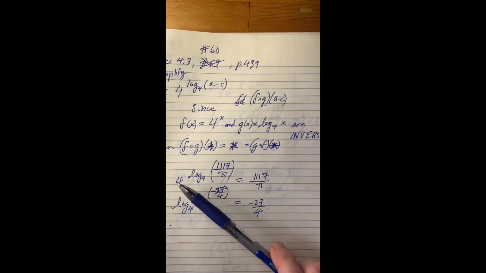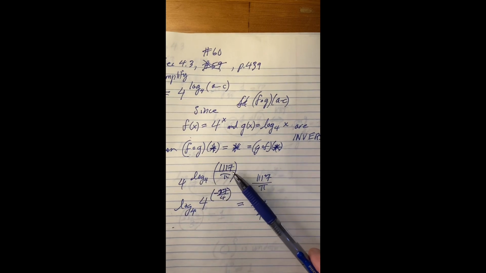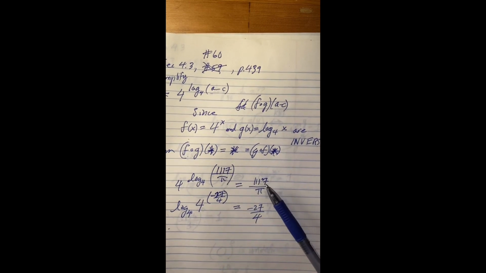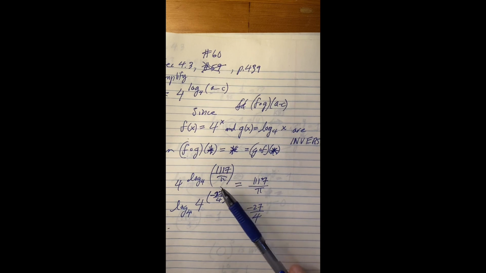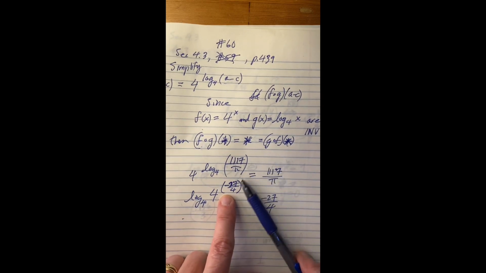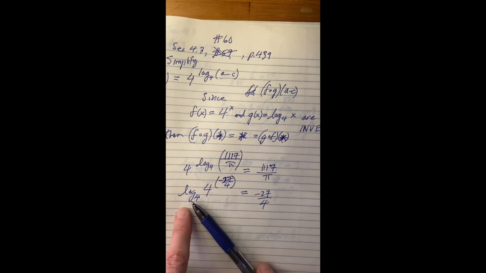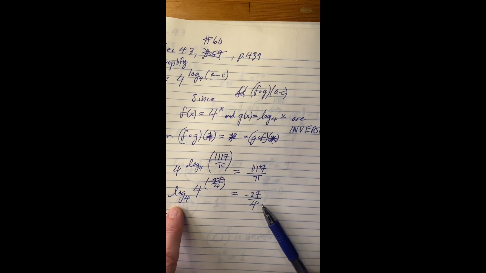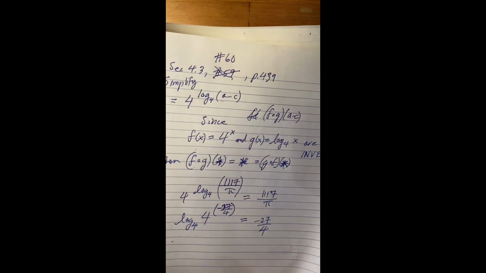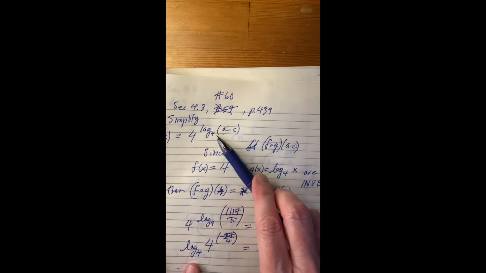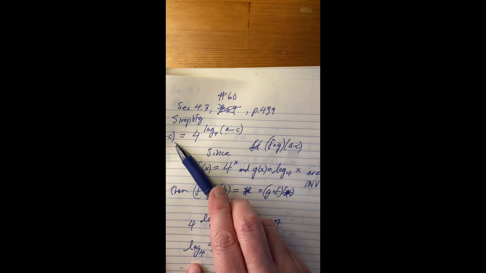So, for example, 4 raised to the log base 4 of 1,117 divided by pi, it doesn't matter what nonsense they put here, we're just going to parrot it right back here. Or what is log base 4 of 4 raised to the negative 27 over 4? Even if it has something to do with 4, we don't care. We recognize these two functions are inverses and just parrot back whatever was in there, we put here. So what is 4 to the log base 4 of a minus c? Just a minus c.